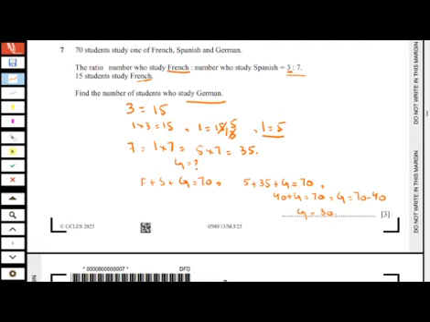Sorry, I made a mistake. We have French students: 15 students study French. So here we can write 15, not 5. So 15 plus 35 is equal to 50, plus German is equal to 70. So German is 70 minus 50, and German is 20. Okay, sorry once again.